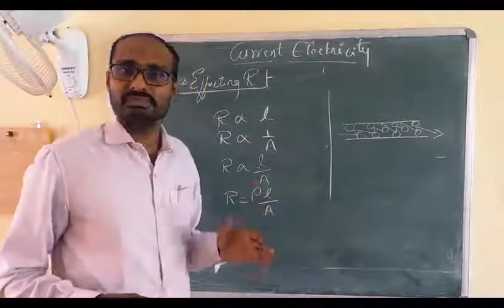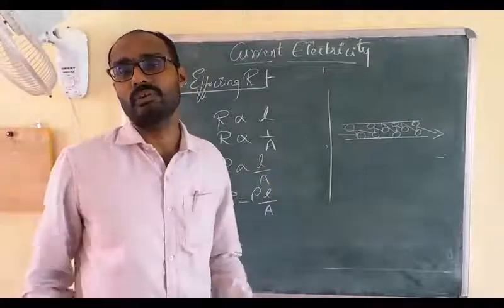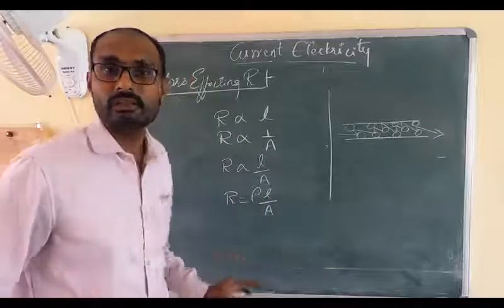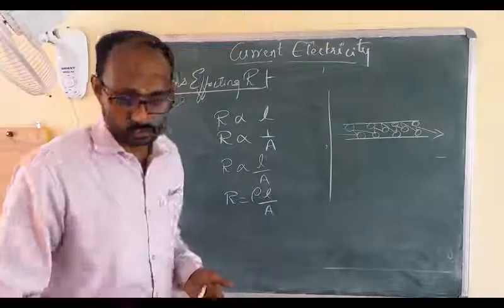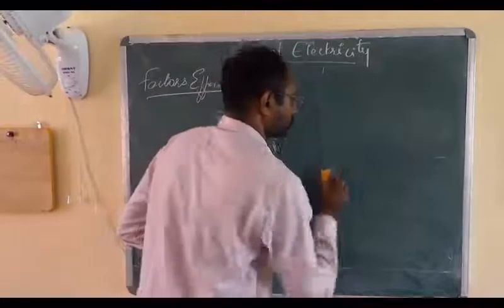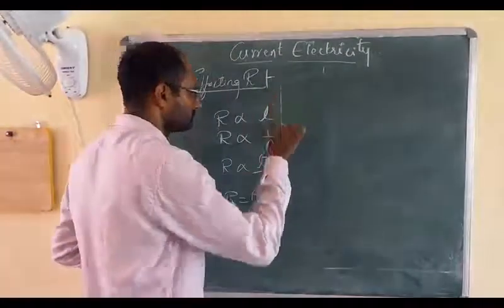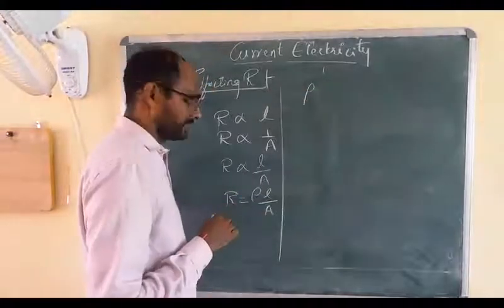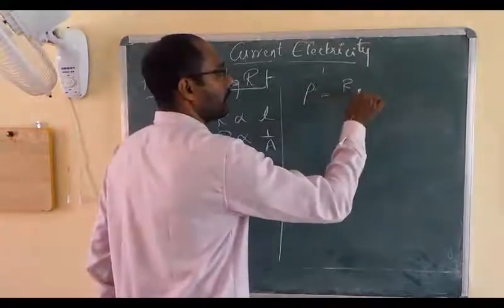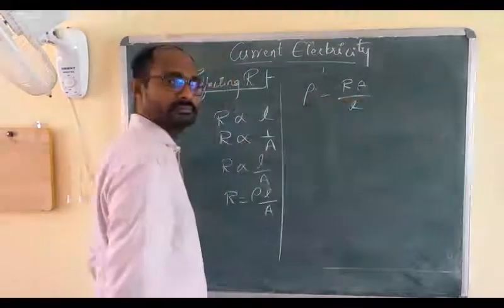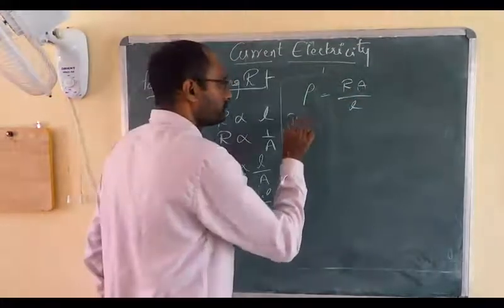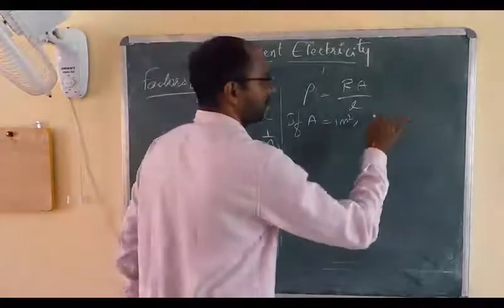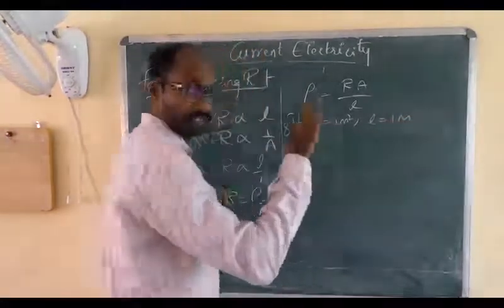Again, in physics, we just don't bring any term and say this is a constant I have taken. Every term we take should be a well-defined one. So it is on us to define what this rho is. I will make rho the subject in this equation and I get rho is equal to R A by L. Okay. If the area of cross section is 1 meter square and the length 1 meter of the conductor.